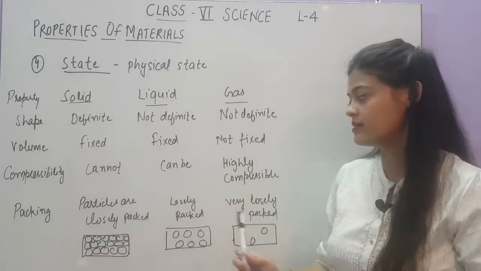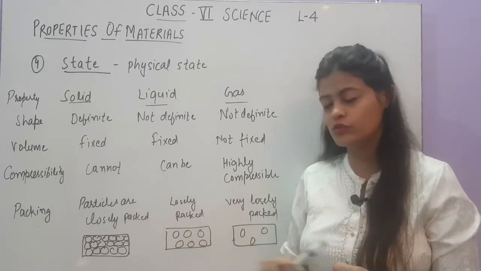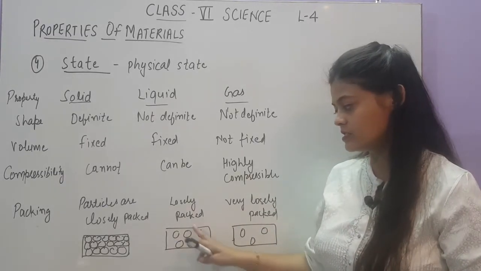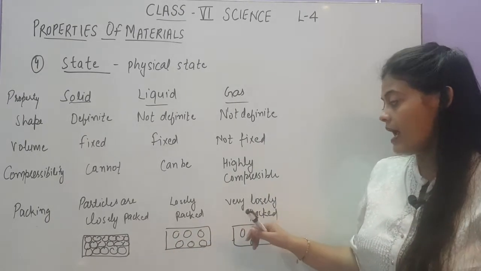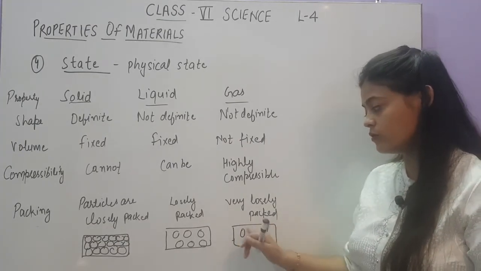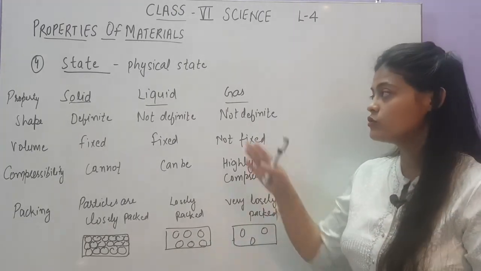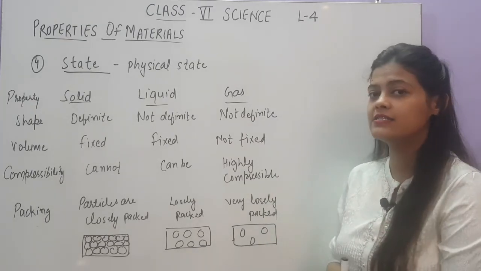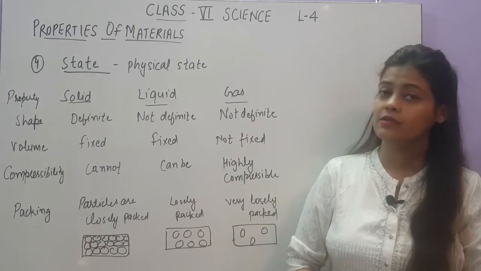Liquids have loosely packed particles, not like solids. In solids the particles are very close to each other, but in liquids they are slightly far away from each other. Here you can see the circles are showing the particles, but there is little space between the particles. And gases have very loosely arranged particles. तो आप देख सकते हैं कि इतने एरिया में only 3 particles I have shown. There is a big space in between the particles. So these are the properties of solid, liquid and gas, which will tell us about the state of the materials.